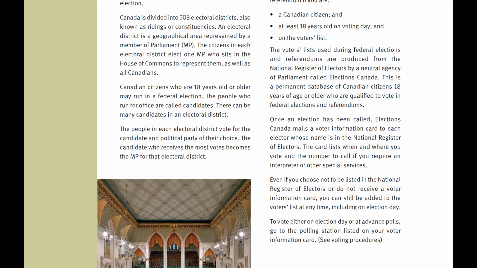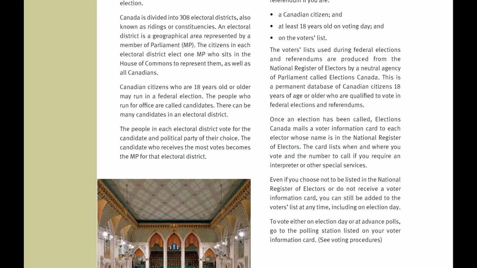The people who run for office are called candidates. There can be many candidates in an electoral district. The people in each electoral district vote for the candidate and political party of their choice. The candidate who receives the most votes becomes the MP for that electoral district.